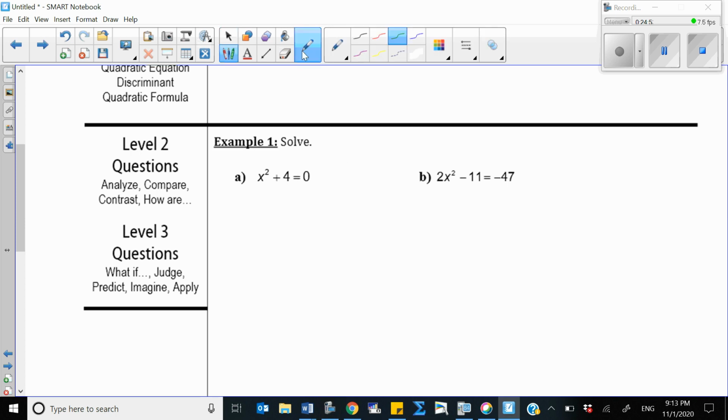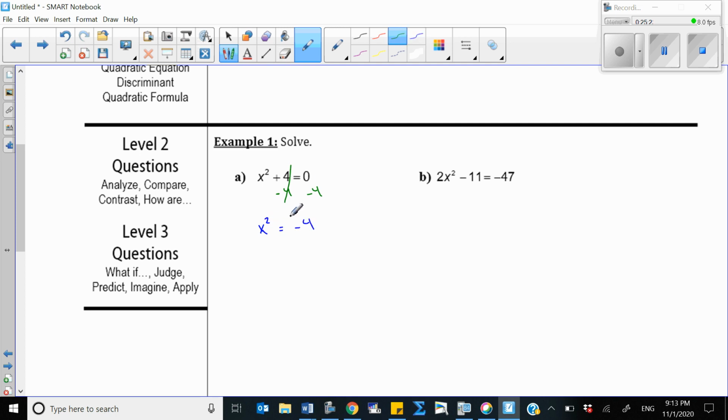Because it's just a binomial, I can easily solve this by solving for x. That means putting x on one side and everything else on the other side. So what I'm going to do here is subtract 4. I'm trying to put x on one side by itself. So these two will cancel, and this is x squared equal to negative 4.